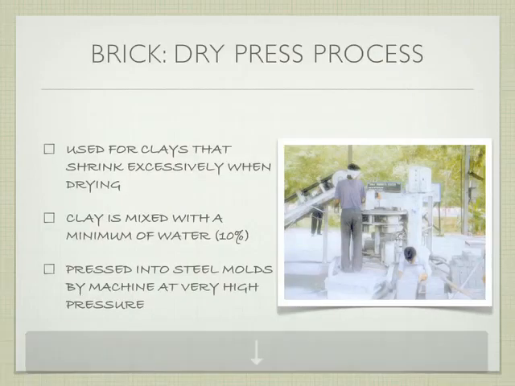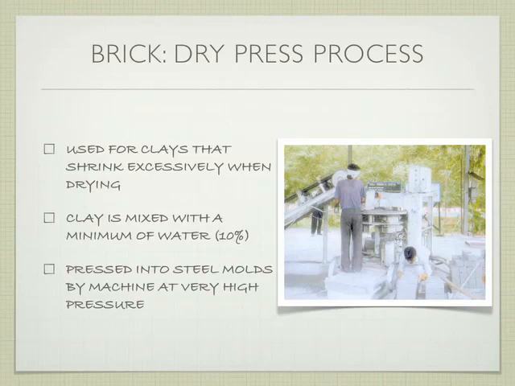Okay, so we move from that soft mud process into the dry press process. This is if we're using clay that shrinks a great deal when you pull the water out of it. So it's when it has big expansion and contraction that we need to worry about it. And the difference is the process uses much less water. So in the soft mud process, we had 20 to 30% water. Now we're going all the way down to just 10% water.